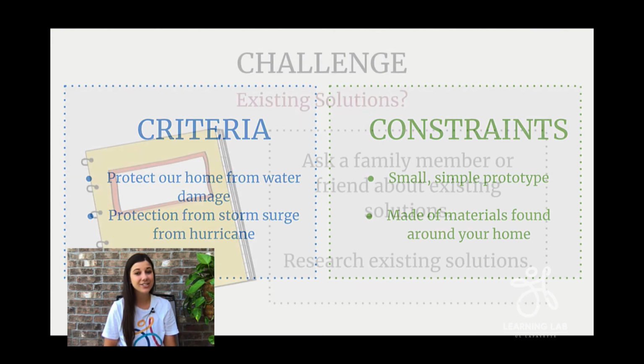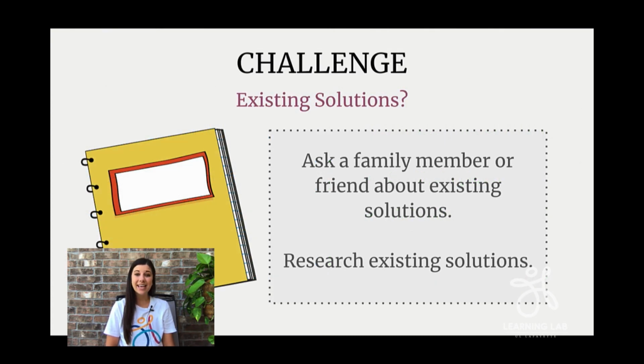Today, here's your challenge. Find the same friend or family member. Ask them if they know of any solutions that are currently in place that will prevent damages from a storm surge or extreme flooding. You might even choose to research your own existing solutions. Use your notebook to write down any solutions that you discover. Or maybe you have other solution ideas. I can't wait to see how you bring these ideas to life as you work to engineer your solution.